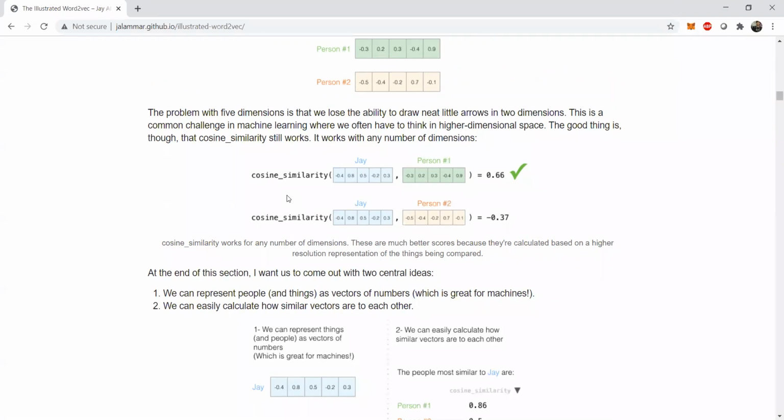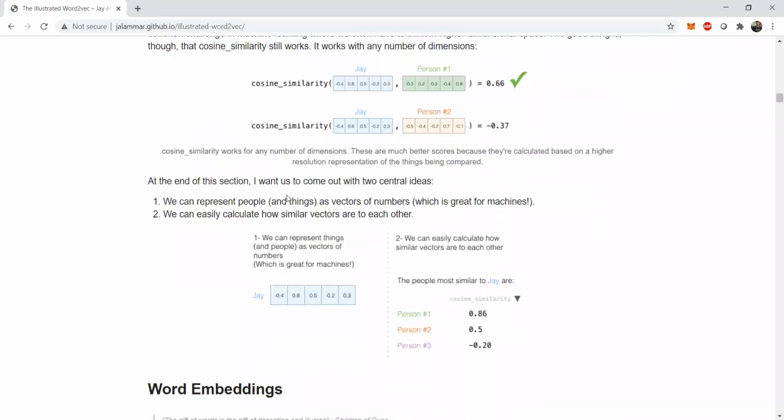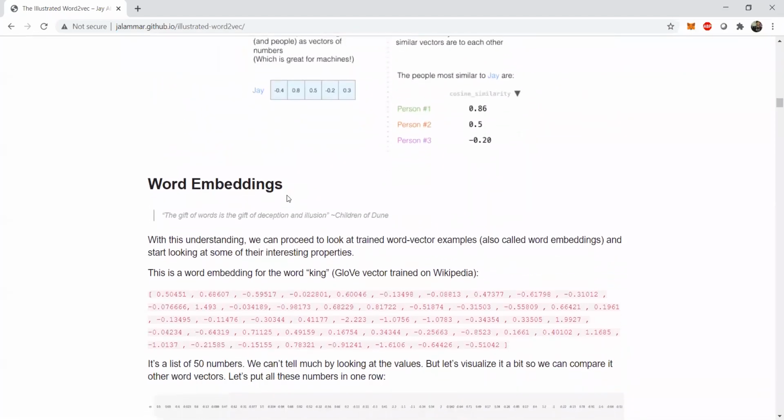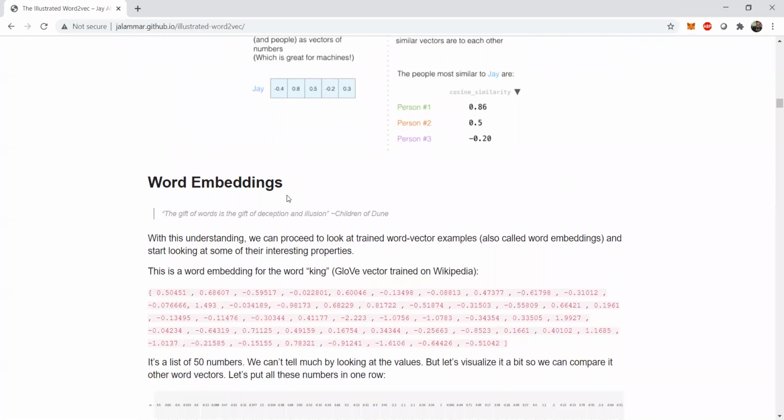So at the end of this section, there are two central ideas. The first idea is that anything can be represented in terms of vectors. All the features can be represented as vectors, which are effectively numbers, or decimal values, or floating point numbers. And the second thing is that we can calculate how similar the vectors are, what is the distance between them, and to what extent they are dissimilar to each other based on the cosine similarity score that we have. Now, if we move forward to word embeddings, we will be entering a new concept where we are going to analyze the features of a particular word.